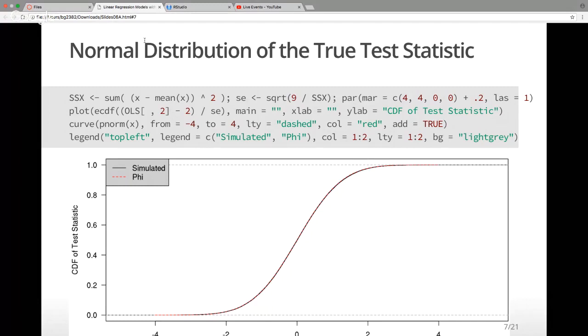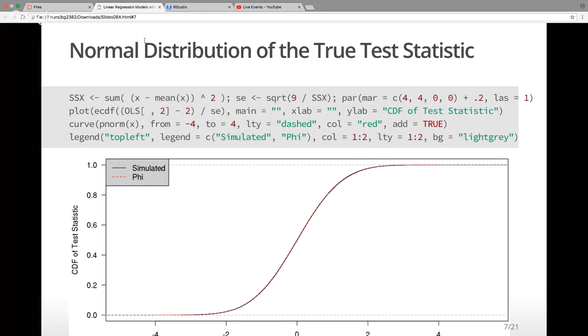If we overlay a standard normal CDF and put it in red dashed lines, you can see it exactly lines up with the black line that we showed before. And so you actually don't need to do a simulation. You can show this with math, but I think it's probably less intuitive than showing it with simulations, that the distribution of this ratio across data sets with the same x follows a standard normal distribution.